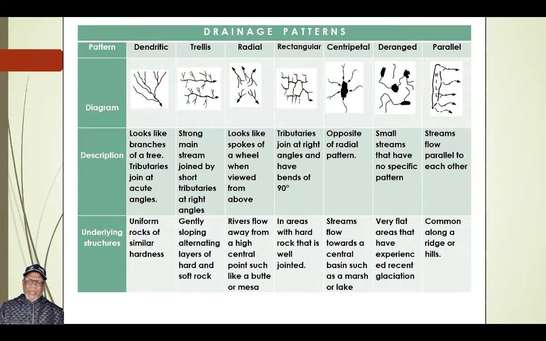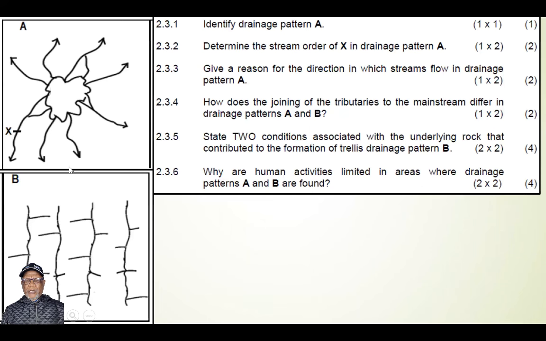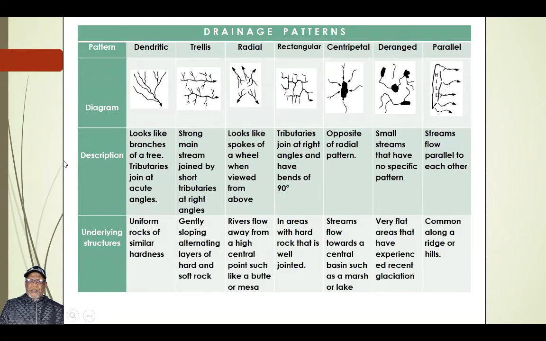So we have dendritic pattern. What you should know, you must be able to describe it. You must be able to tell what is the underlying rock. We have trellis pattern, radial pattern, rectangular pattern, centripetal, deranged, and parallel. So we have different types of drainage patterns. Let's look at a few activities on drainage patterns. Let me just quickly look at the characteristics of drainage patterns. Sometimes you get an examination, they want you to give characteristics of those patterns.